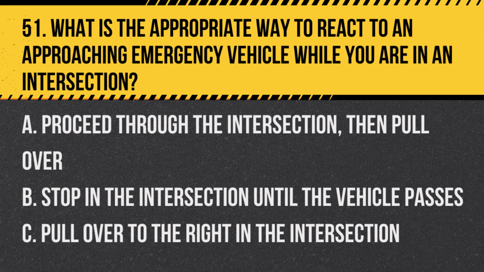Question 51. What is the appropriate way to react to an approaching emergency vehicle while you are in an intersection? A. Proceed through the intersection, then pull over. B. Stop in the intersection until the vehicle passes. C. Pull over to the right in the intersection. Answer: A. Proceed through the intersection, then pull over. If you're in an intersection and an emergency vehicle is approaching, clear the intersection and then safely pull over.